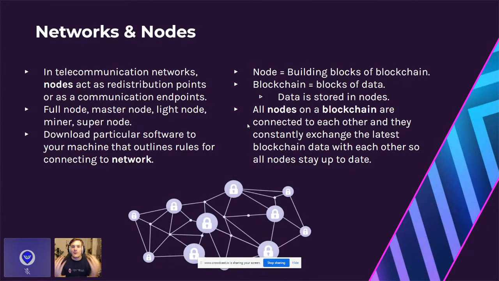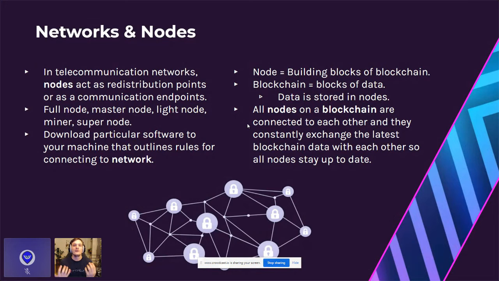Let me talk a little bit about blockchain basics here. So nodes: why is running a node important? What is a node? People talk about blockchain so much, they forget that a blockchain is just a collection of nodes. In its purest form, in a telecommunication network, nodes act as redistribution points or communication endpoints. There's a whole slew of types of nodes: full nodes, master nodes, light nodes, miners, super nodes. They all have nuanced functionality and capabilities, but they are all pretty much doing the same thing, which is adding security to the network and helping uphold the network.